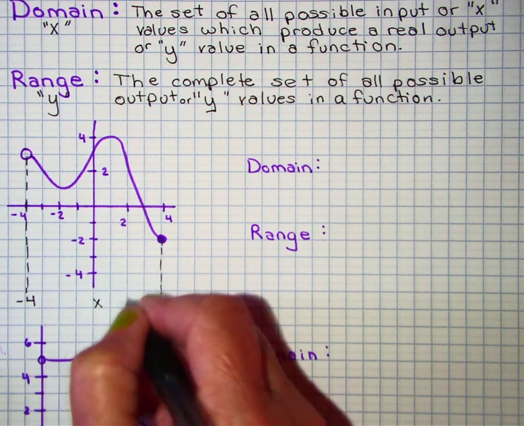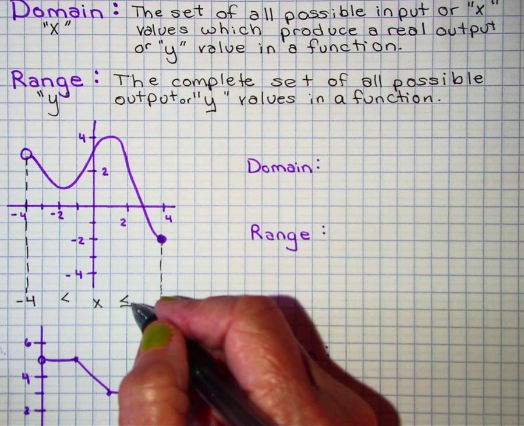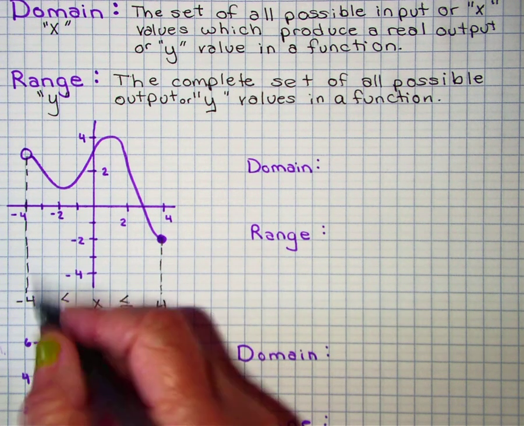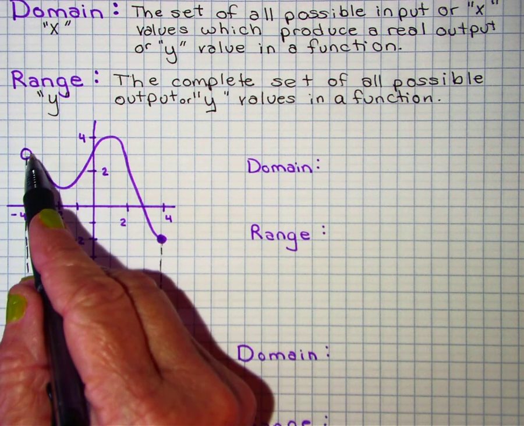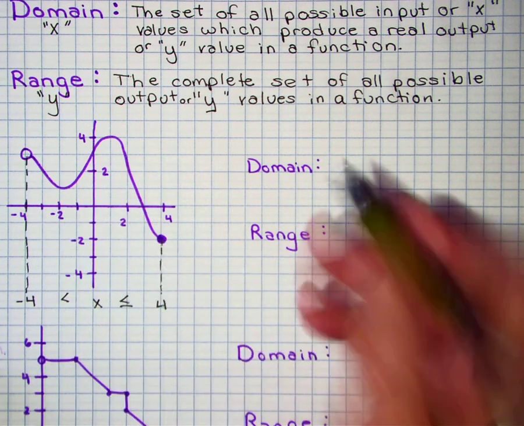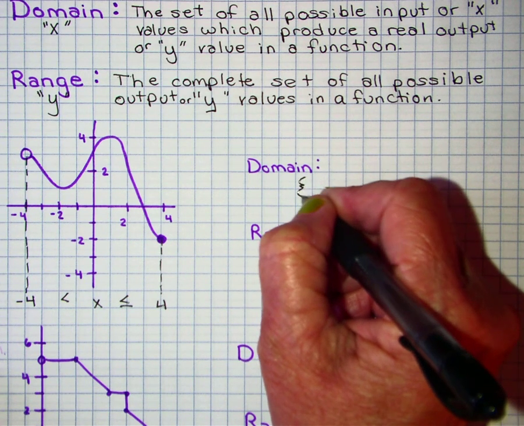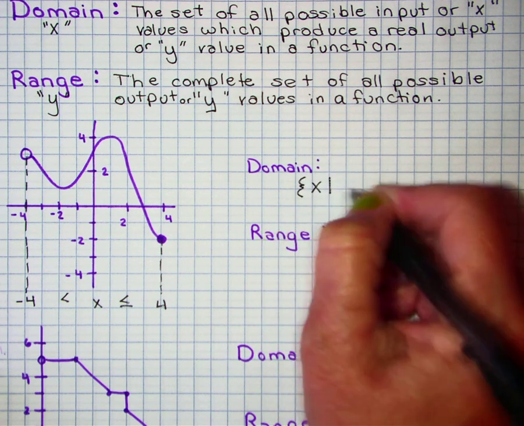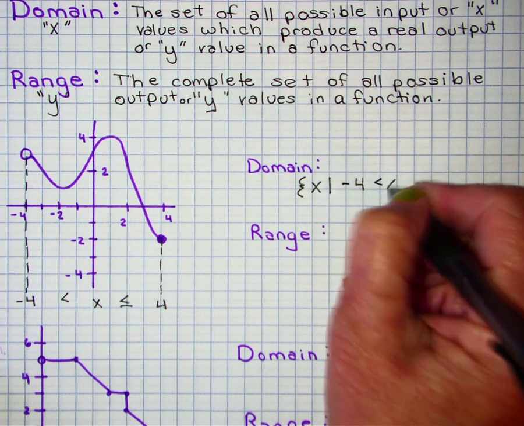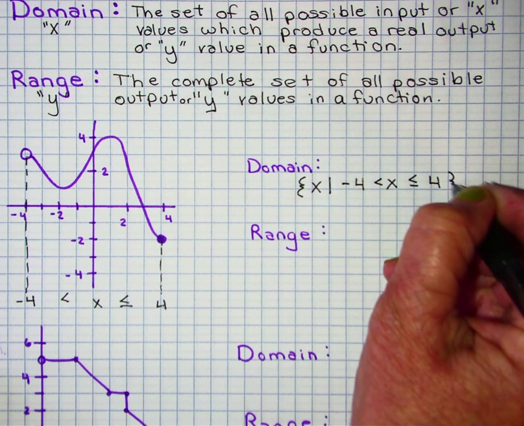I can put an x in there, sandwich it between them. This one's going to be less than or equal to 4. This one's going to be x is greater than -4. So all the values of x will lie between -4 and 4. So if we use our set builder notation method, we'll write x such that -4 is less than x, which is less than or equal to +4.